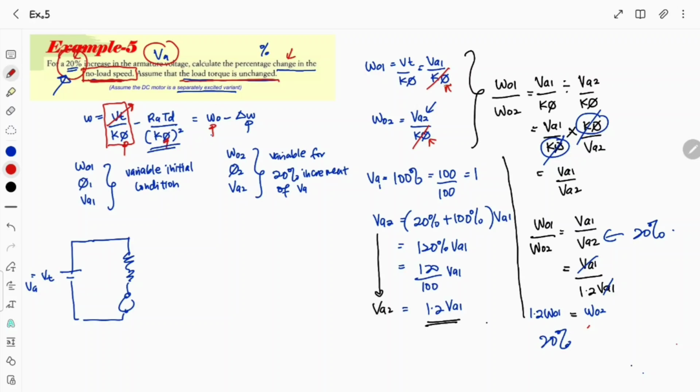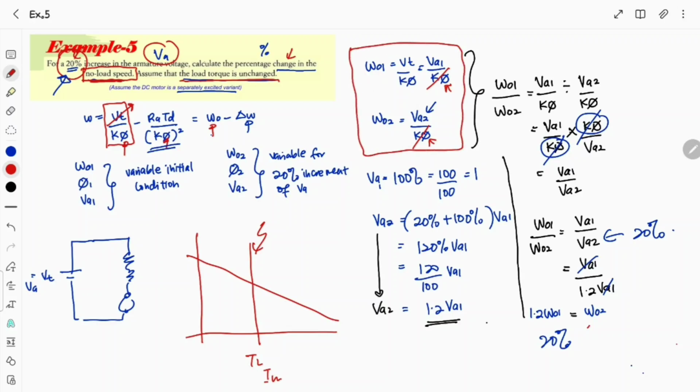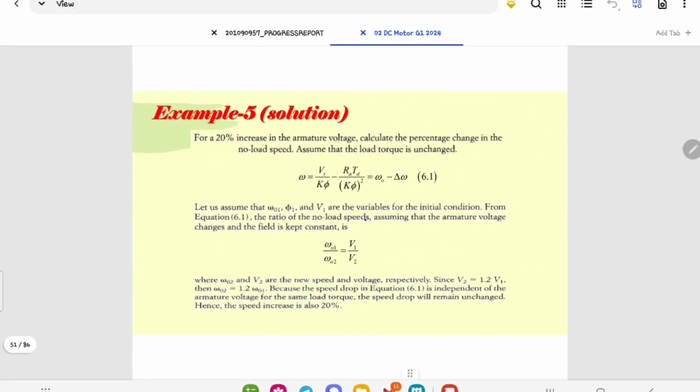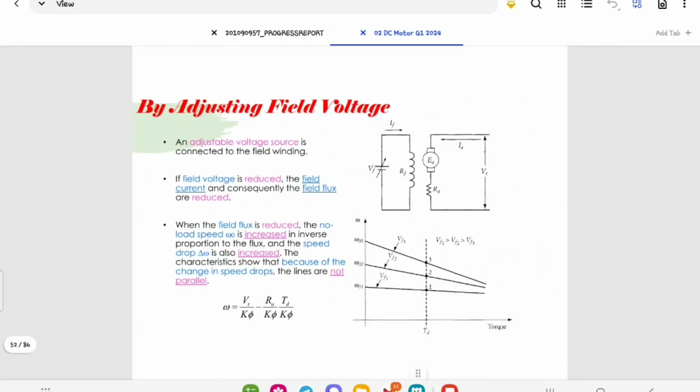Okay, so when the flux does not change and the load torque TL does not change, we have this graph. The load torque, usually the load torque or the load current, has no changes, so we can use this ratio method. Then for example 5, you can also refer to the solution provided on the slide.